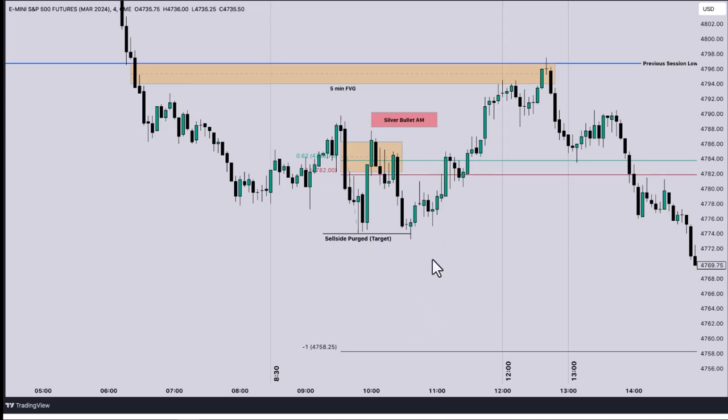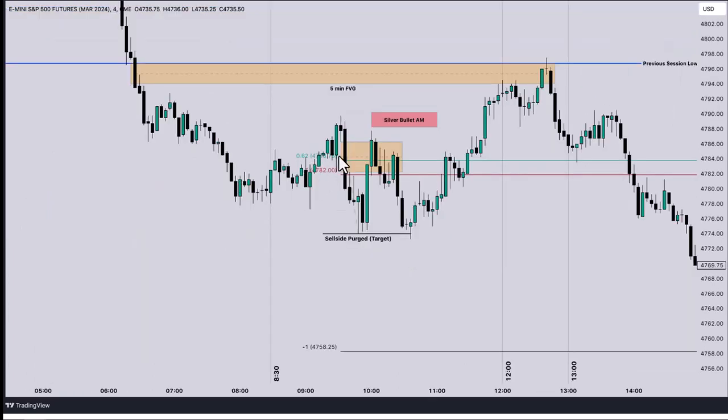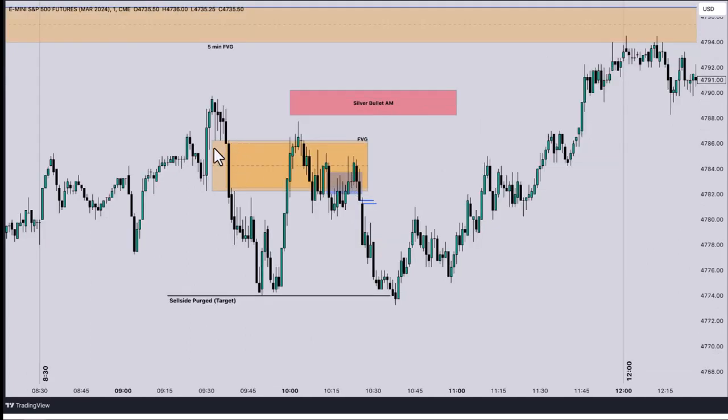So we just talked about the 4 minute. So zoomed into the 1 minute. This is same day. So 1 minute we had the same fair value gap created by the 4 minute fair value gap. So 4 minute fair value gap, I put in the 1 minute fair value gap I noticed in here, had energetic displacement candle.